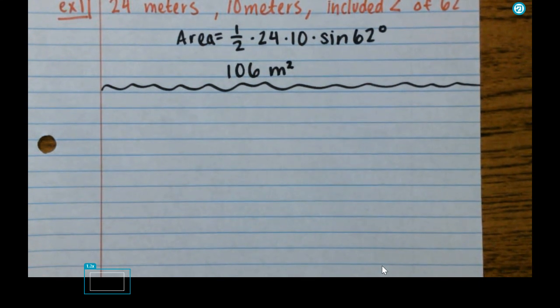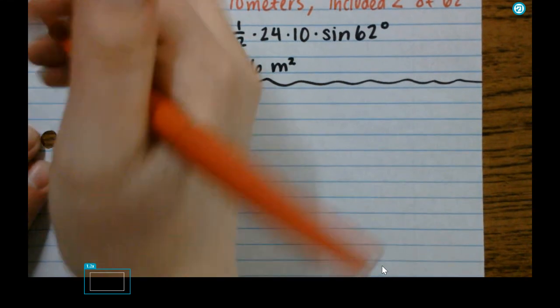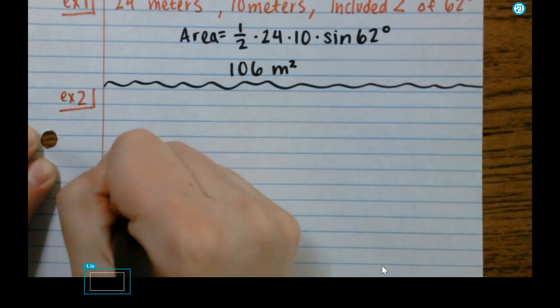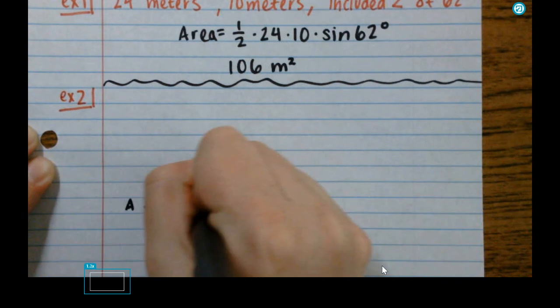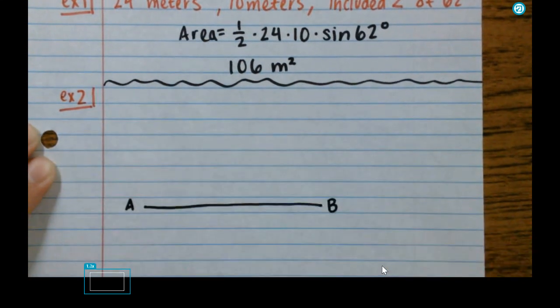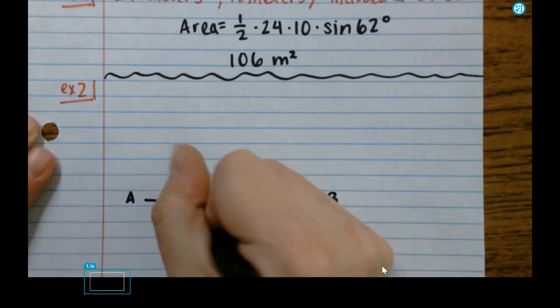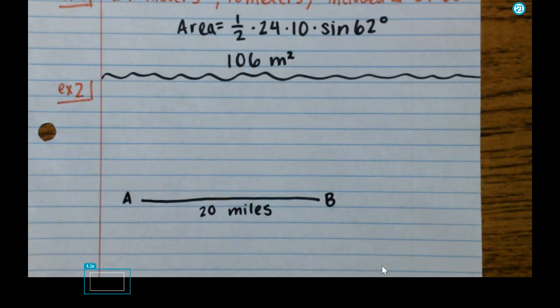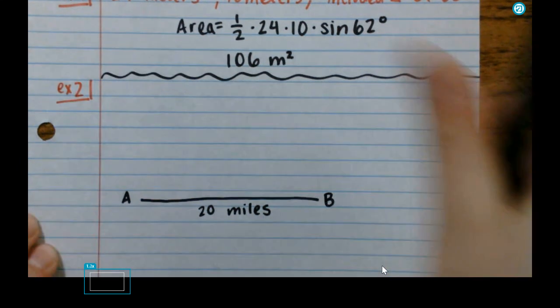Two fire lookout stations are 20 miles apart, with station B directly east of station A. So this is example 2. So we've got station A is here, and then 20 miles away is station B. What else do we know? Both stations spot a fire on a mountain to the north. So there is a fire up here.